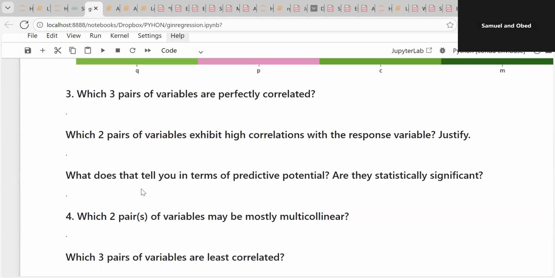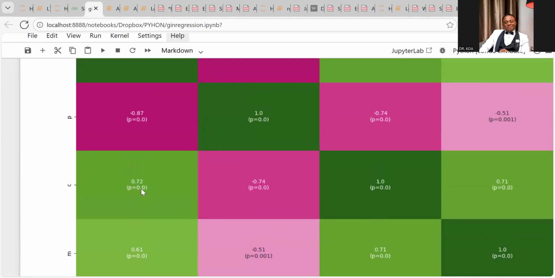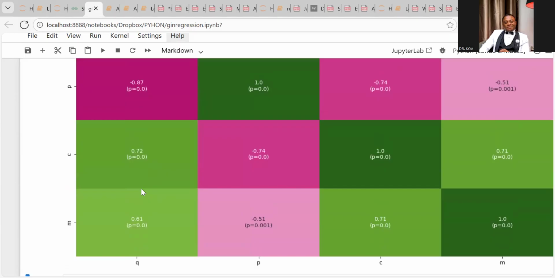Number two, which pairs of variables exhibit high correlation with the response variable? I'm telling you, these are our exam questions. Which two pairs of variables exhibit high correlation with the response? In this context, which variable was the response?